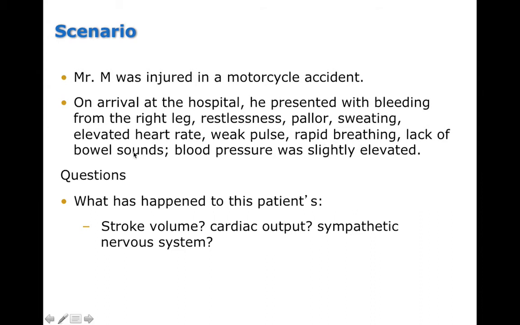activity. And then a lack of bowel sounds would be more consistent with an increase in sympathetic nervous system activity as well, because your sympathetic nervous system inhibits gastric activities, or digestive activities rather. And then the blood pressure being elevated again could be part of the sympathetic compensatory response.